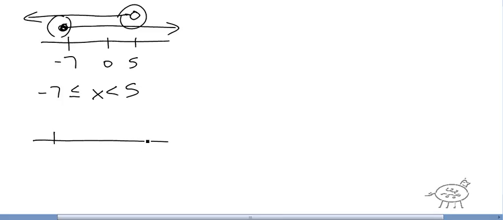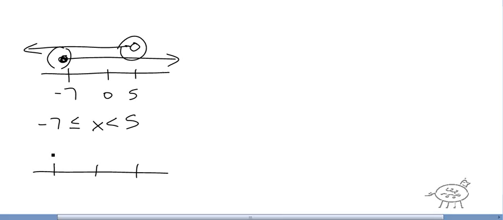And again, if I graph it, negative 7 and 0 and 5, and it's going to be filled dot, open dot, and that's my solution. Okay, so that's the idea behind just graphing it. Now let's actually do some problems where we have to do a little bit more work.